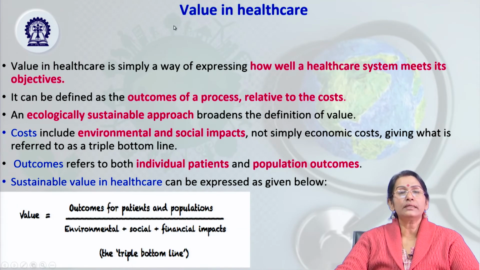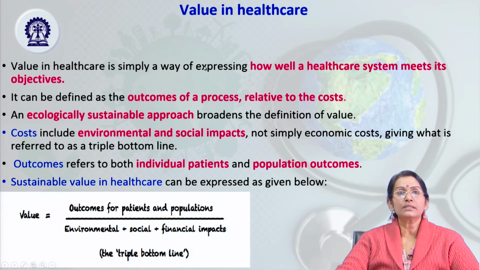Because healthcare is a very valuable service, the inherent value in healthcare can be found with this kind of formula: the outcomes for the patients and the populations divided by the environmental plus social plus financial impact. That is the triple bottom line: environmental impact, social impact and financial cost effectiveness. So, this equation with the outcome of the patients and population can show us how value oriented and valuable a healthcare facility service is in any particular location, state or country.